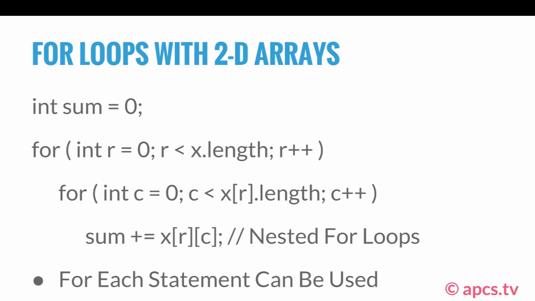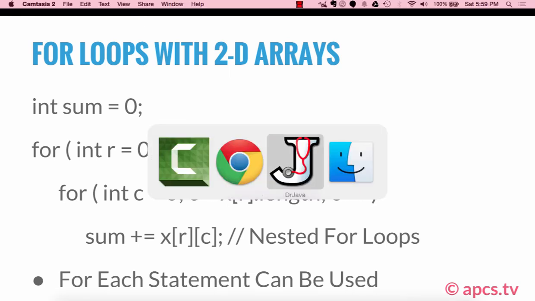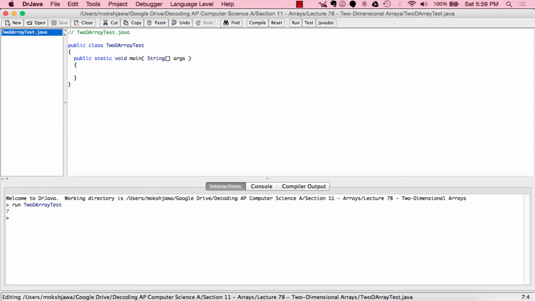So now let's move to a live programming environment where we'll be declaring a two-dimensional array, and then after that we're just going to be accessing its different elements. So here we are at DrJava, and we have the 2DArrayTest.java program ready. The class and the main method have been declared. And now let's start off by declaring our first two-dimensional array.